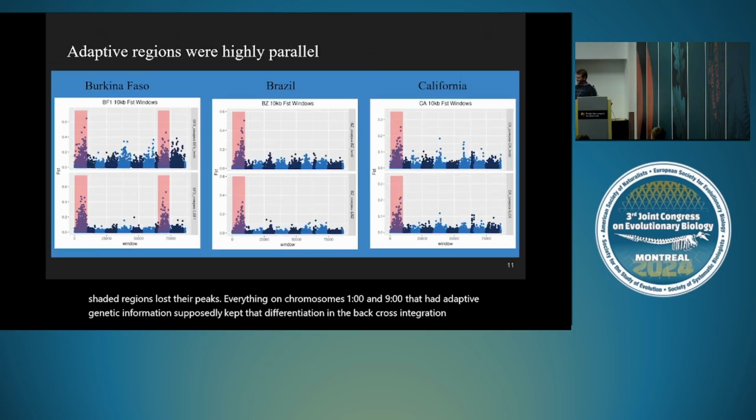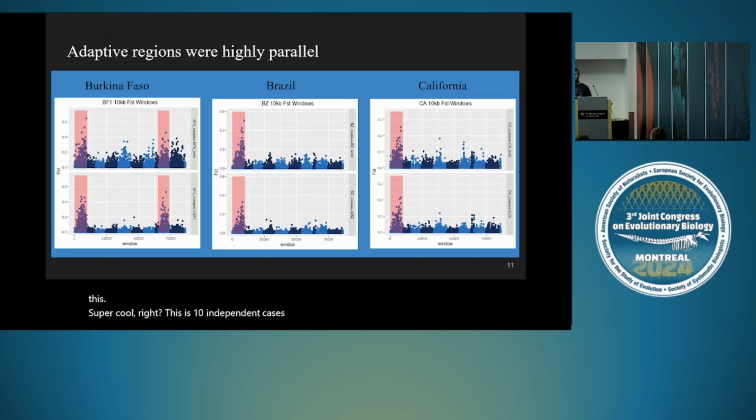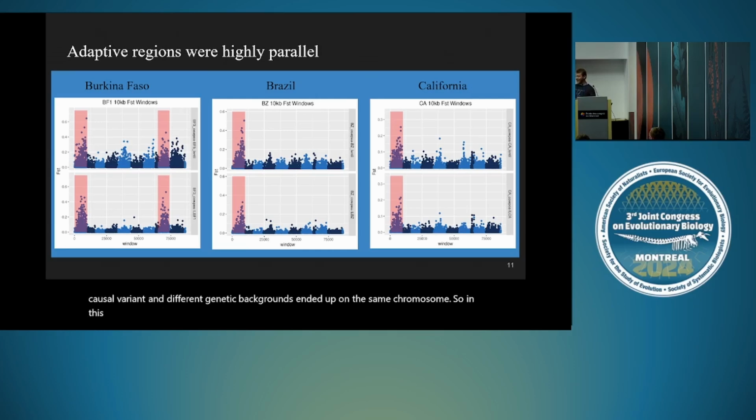Now to show you how this looks in the rest of our populations, again, you can see it's highly parallel. All of our Burkina Faso lineages maintained the differentiation on chromosomes 1 and 9, whereas every population maintained the differentiation on chromosome 1. And this is super cool, right? This is 10 independent cases of adaptation where the same supposedly causal variant in different genetic backgrounds ended up on the same chromosome. So in this case, adaptation seemed to be highly parallel.